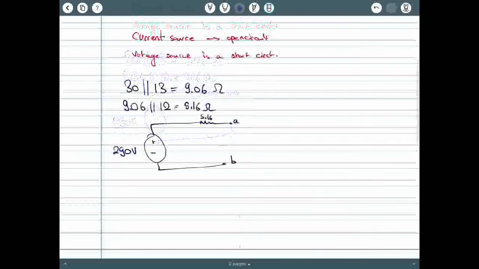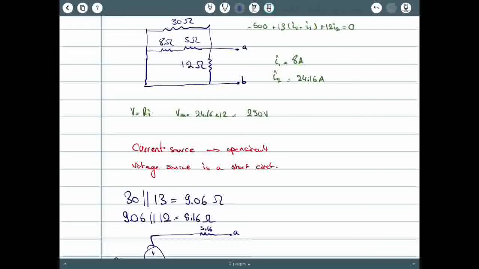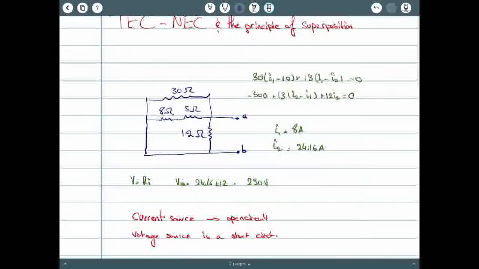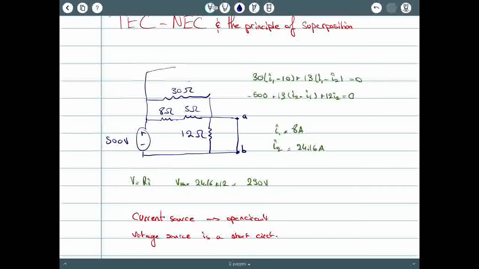Now finding I Norton, we could find the short circuit current here, when the voltage source and the current source are there. So we have here 500 volts and here 10 amps.